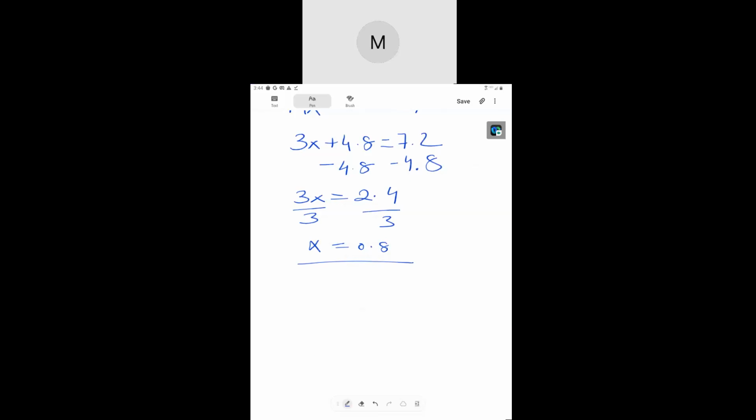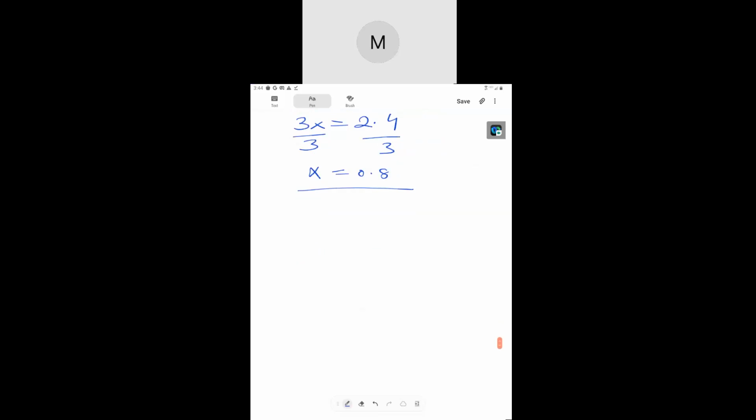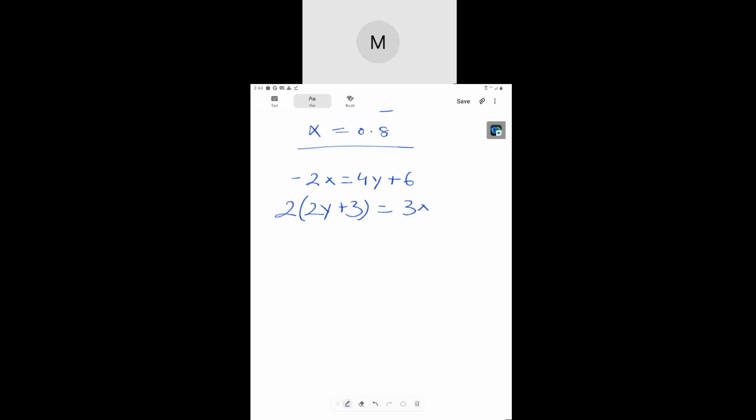With that said, the last thing that I want to cover in terms of solving linear equations is how to solve linear equations with two variables. So we have an example here. Let's say negative 2x is equal to 4y plus 6. And 2 times 2y plus 3 equals 3x minus 5. All right. So this is where we can be using two different methods in order to solve this problem.